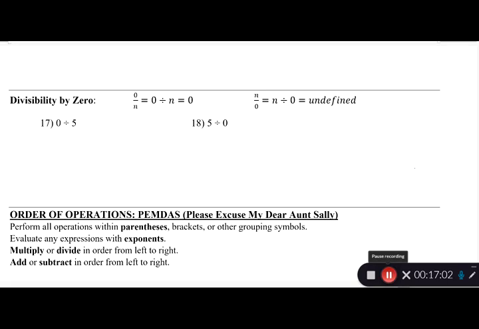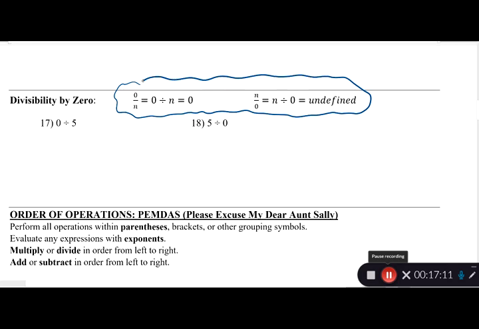Okay, dividing by 0. So you can see here at the top, they give us this little hint. It's very important. So 0 divided by n equals 0. And we say that it's okay, because the 0 is in the numerator. When it's in the denominator, n divided by 0, no, is undefined.